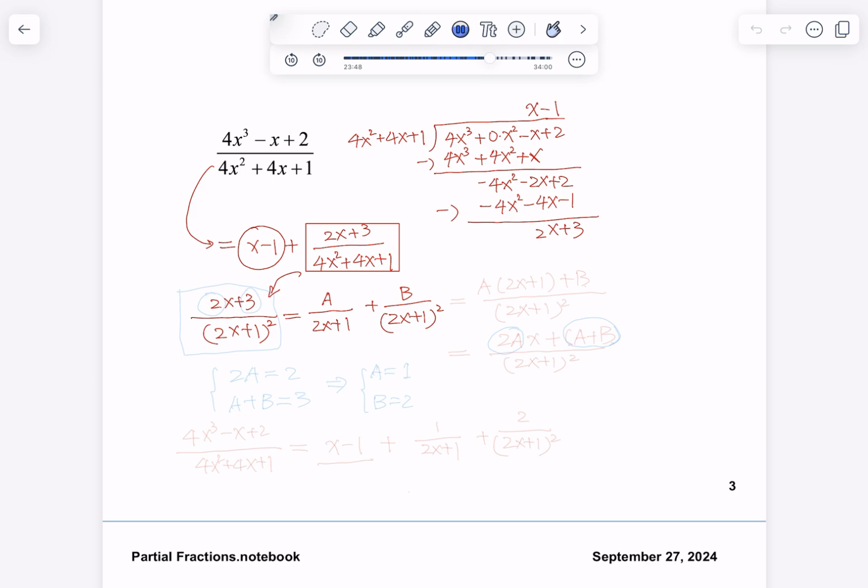So we will play the same game as before. That means we are going to sum them up using the common denominator. That will be 2x plus 1 squared, a times 2x plus 1 plus b.